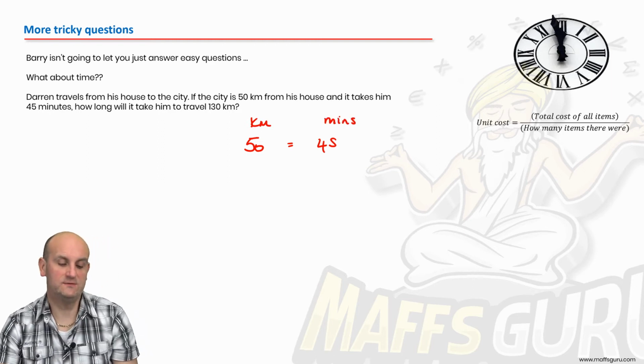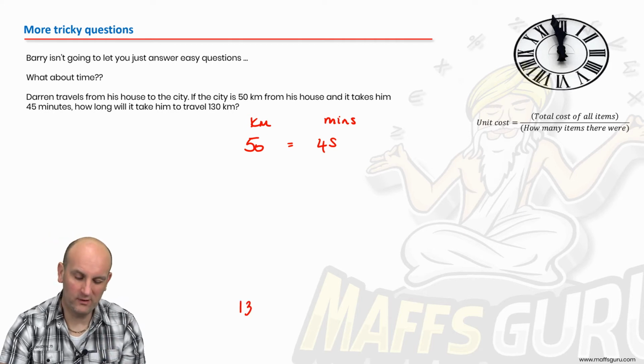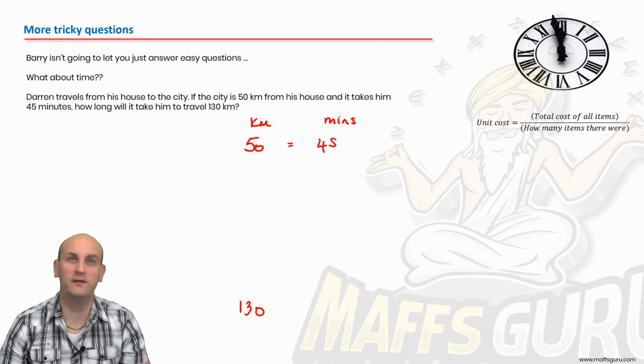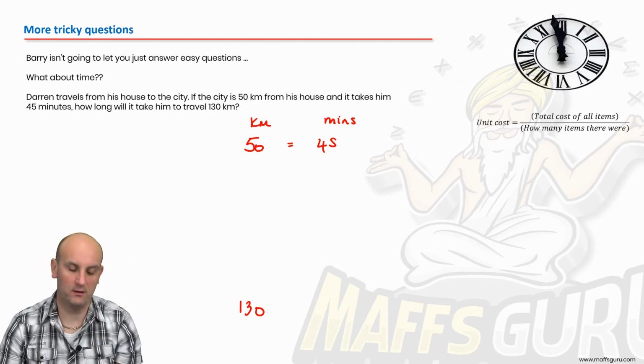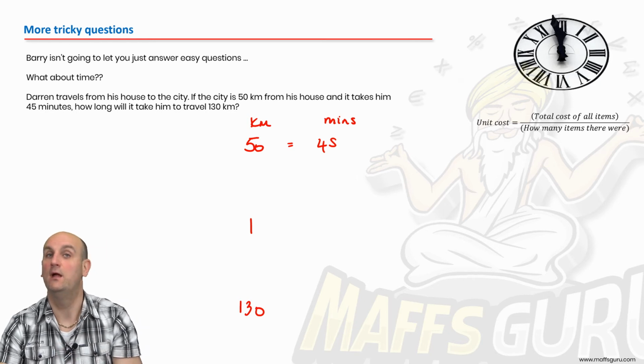How long will it take him to travel 130 kilometers? Oh my goodness. Well, look at what they're asking me to find. So I go 130 kilometers. Because they're asking me for kilometers, I put it in my kilometers. And I always write the 1 in between because I'm going to find out how long it takes to go 1 kilometer to then work out how long it takes to get 130 kilometers.